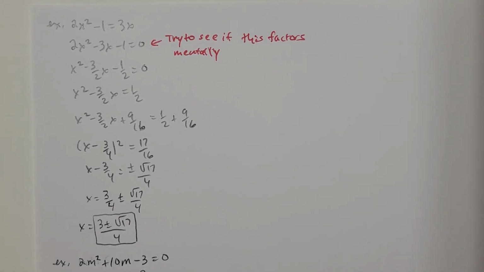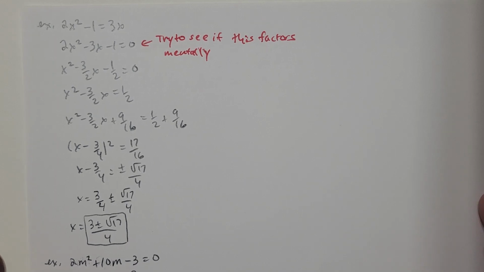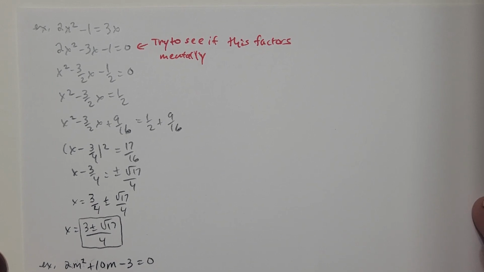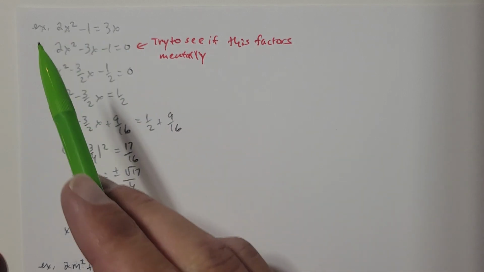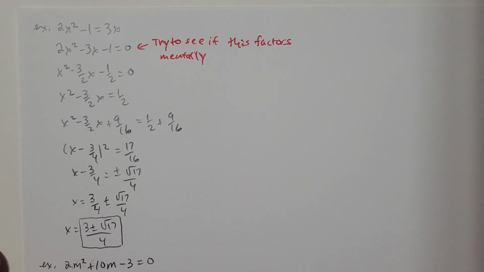What if I had this equation? I got 2x squared minus 1 equals 3x. I'm going to solve for x. Okay, let's go ahead and get everything onto the left. So 2x squared minus 3x minus 1 equals 0.